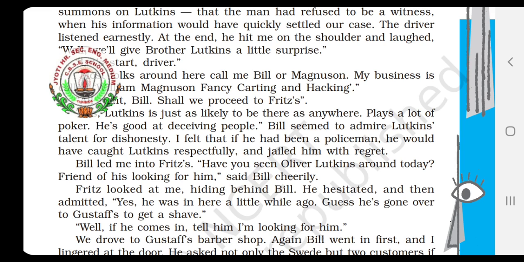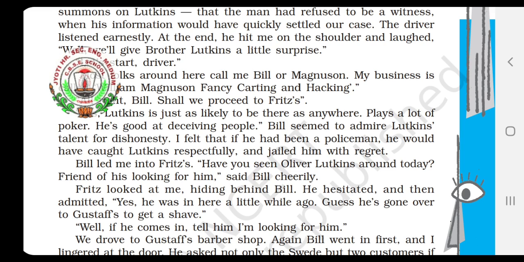So now Bill, the hack driver, took that narrator to the Fritz shop, and there he asked whether anyone had seen Oliver Litkins today, because one of his friends is looking for him. He wants to meet him, and this was said by Bill very cheerily, means with happiness.